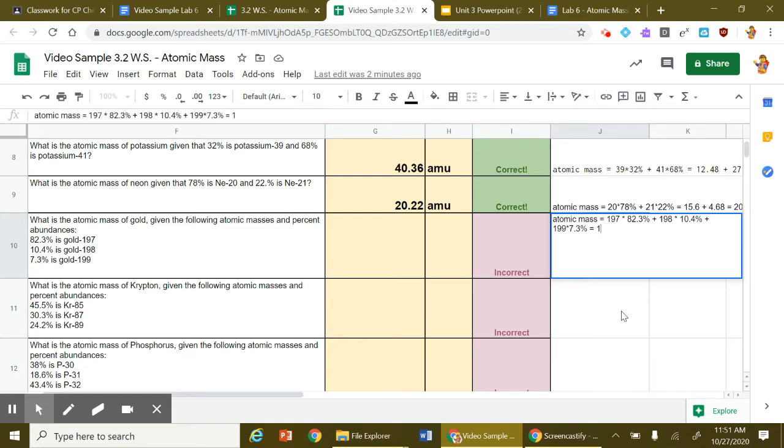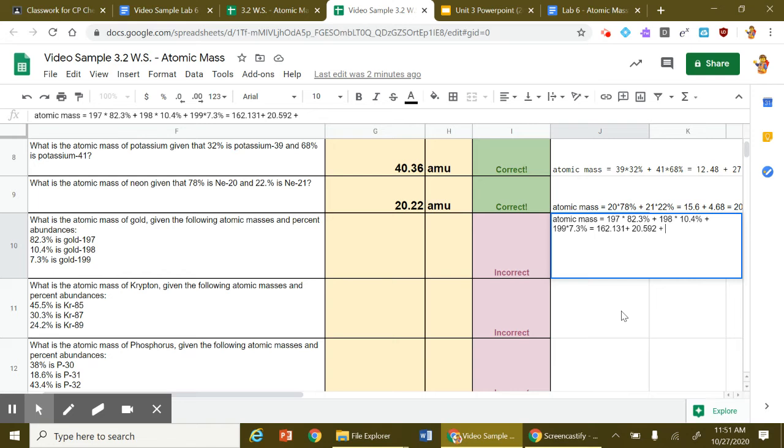All right, that's 162.131 plus 198 times 10.4%. That's 20.592.